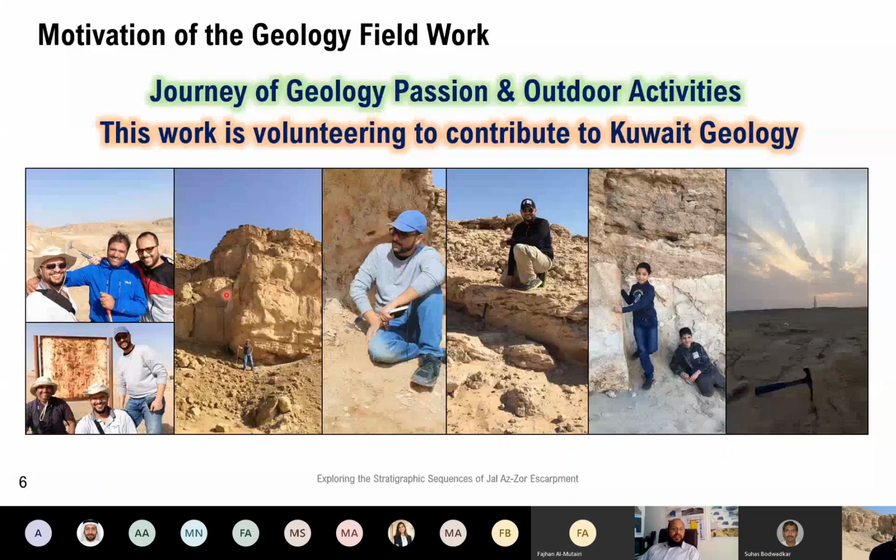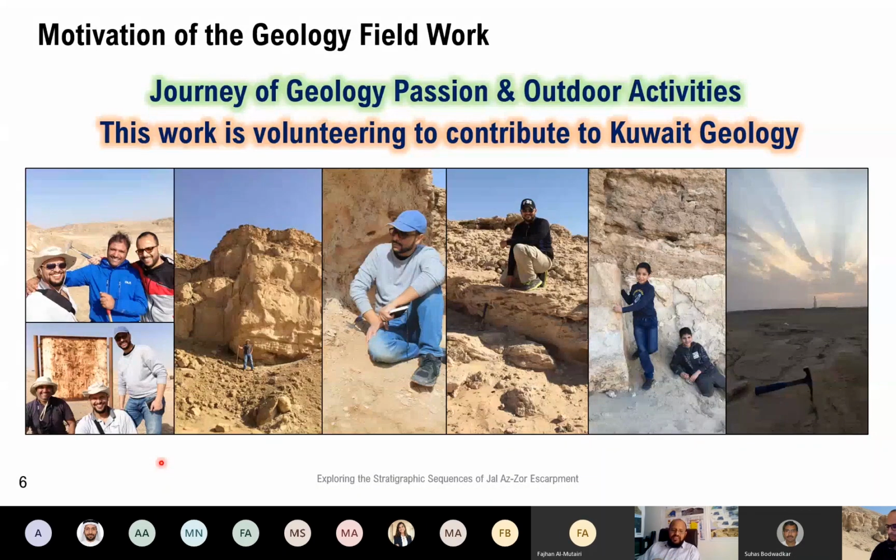So basically, those are the motivations for why we wanted to study the Jal Az-Zor outcrops, but also because of our love of geology, our interest in geology. And I can tell you, if we didn't love what we are doing, we would not have reached where we are at the present time.